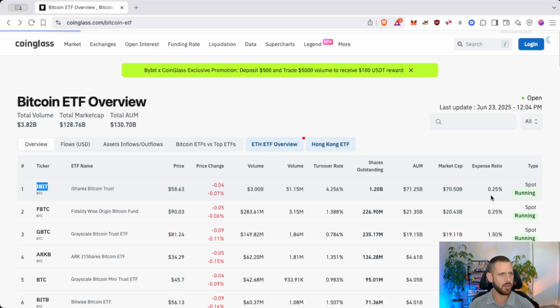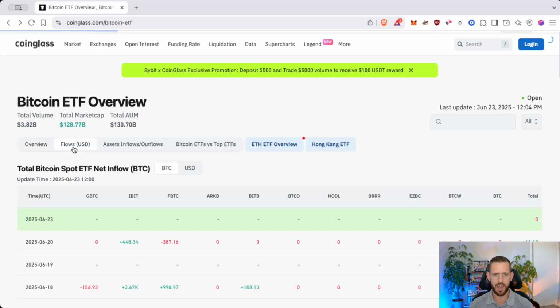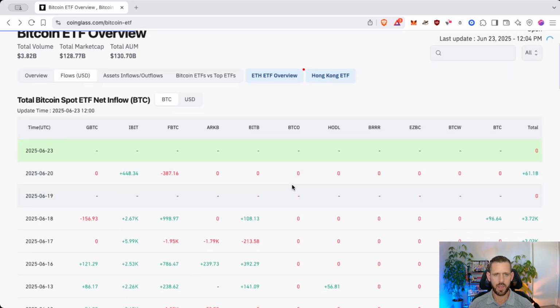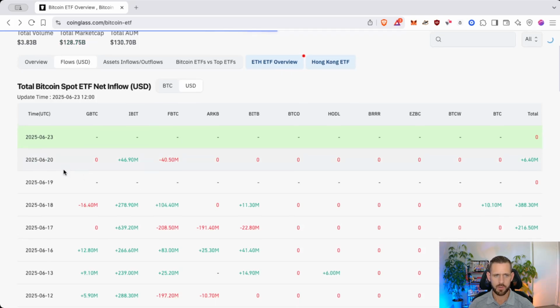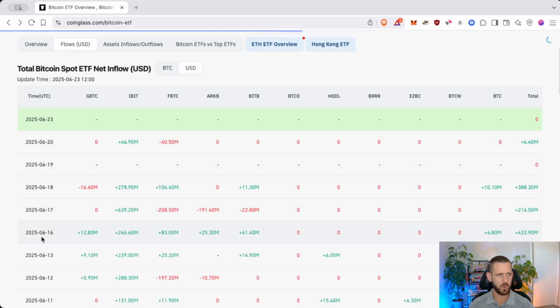But what I really like to view is not the overview tab, but the flows tab. This flows tab gives you some very interesting data. So if I look at the flows tab, you can see total Bitcoin spot ETF net flow inflows in BTC. You can also switch it to USD. So at the top, we have all of our issuers. We have Grayscale, we have BlackRock, we have Fidelity. And below, we have our days of the week.